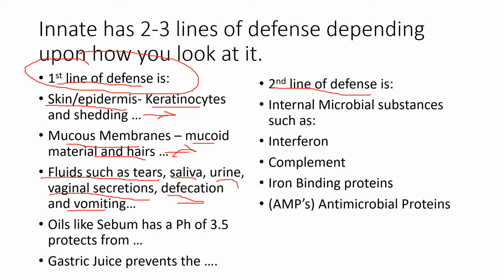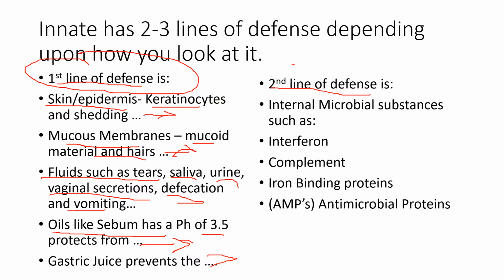There's different pHs of these different things. And when we look at the oils or sebum on our skin and hair, it has a pH of 3.5, which is quite acidic, which protects from growth of microbes. And even your gastric juice is extremely acidic. We know that in the stomach it's hydrochloric acid. It'll burn a hole in your car. So that will definitely have a hampering effect on the growth of a microbe.